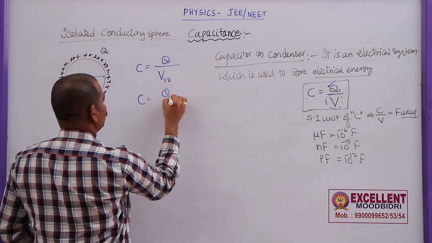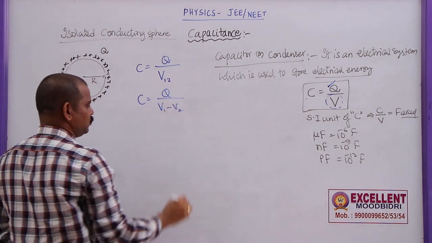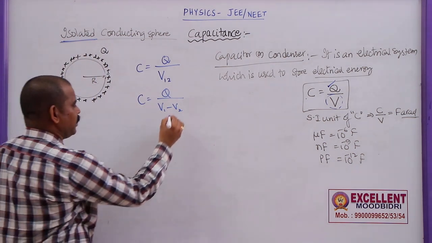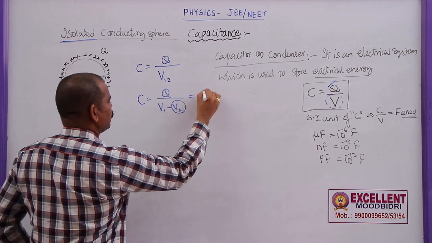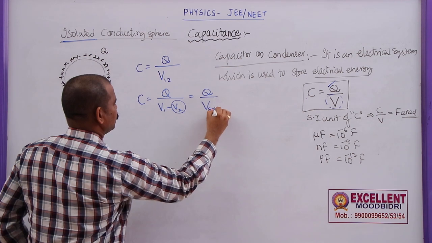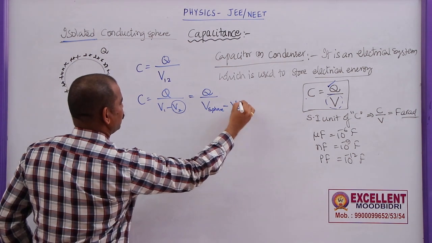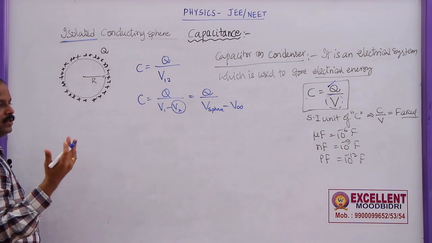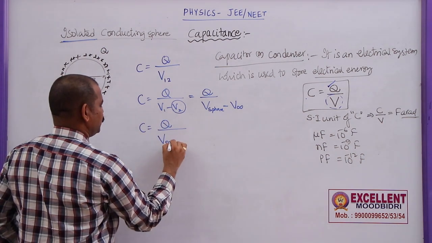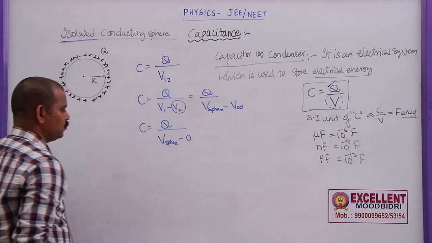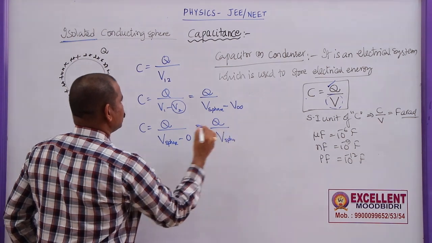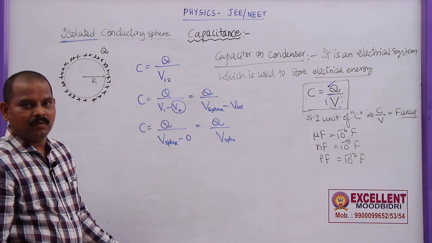So the calculation of capacitance is given by the charge on this system divided by the potential difference between the two bodies. So this is Q by V1 minus V2. But here, as it is an isolated conducting sphere, the second body is assumed to be at infinity. So this is Q by V of this isolated sphere minus V at infinity. The capacitance is given by Q by V sphere minus 0, which you can write as Q by V sphere. So for an isolated sphere, we will take only one potential.